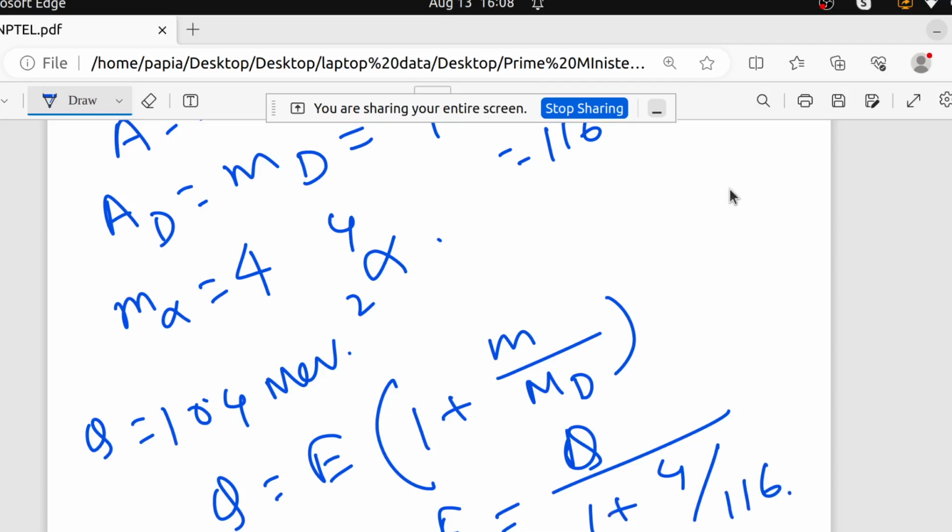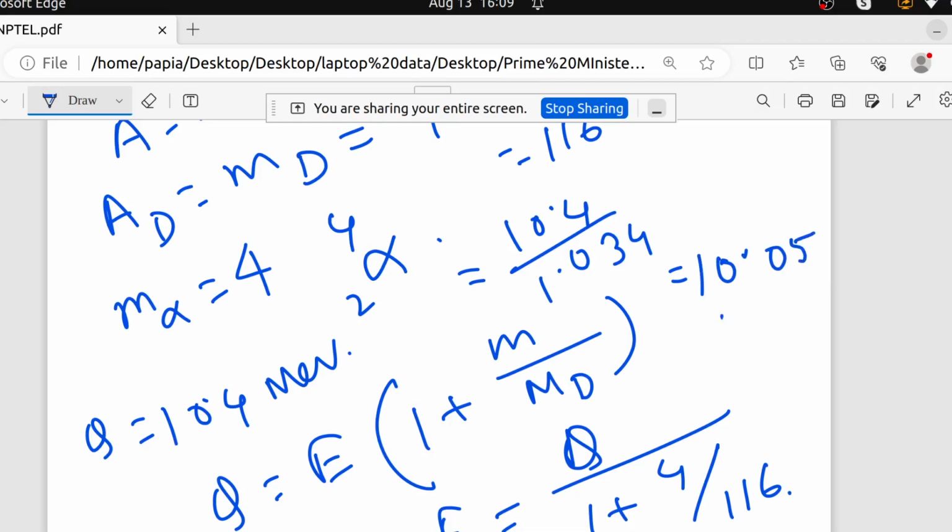So if I put all the values, then it will be like 4 by 6 plus 1, 10.4 divided by this one. This is 10.4 divided by 116 plus 1, it is 1.034. This is 10.05 MeV.